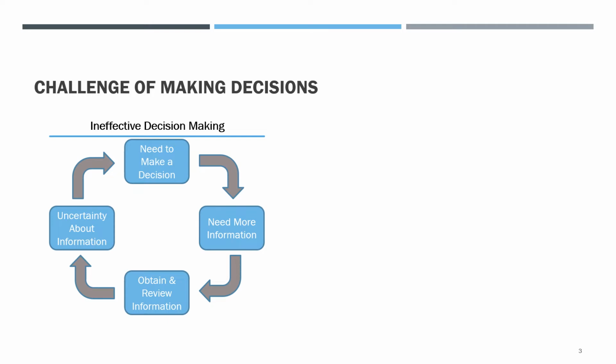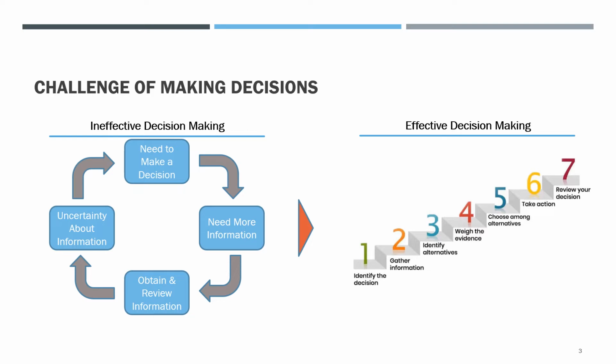always be uncertainty. Our goal is to move to a model of more effective decision-making that includes identifying the decision, gathering information, identifying alternatives, weighing the evidence, choosing among alternatives, taking action, and reviewing the decision for any needed changes based on new emerging data.